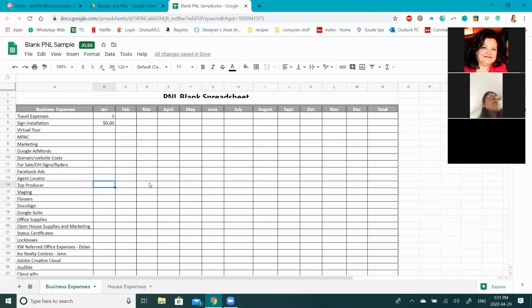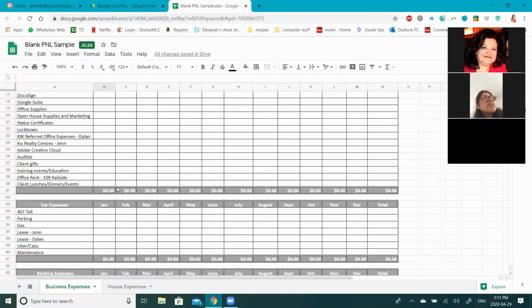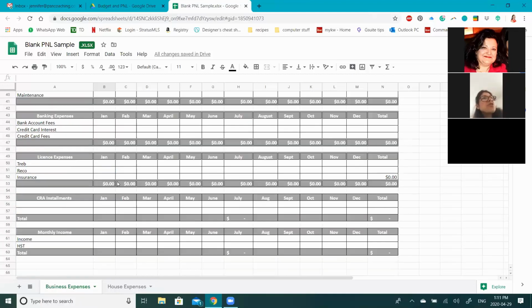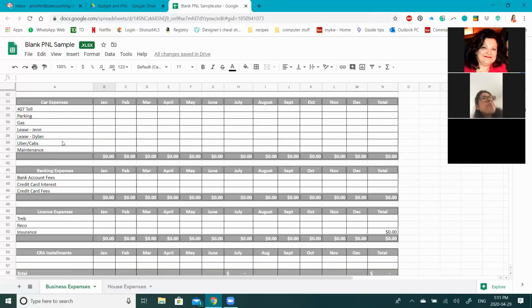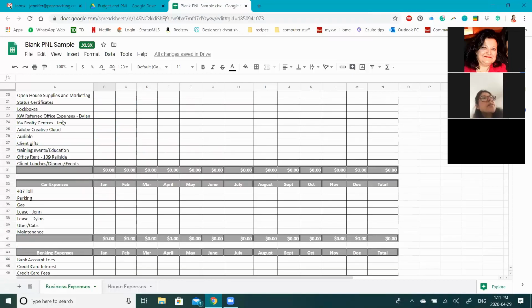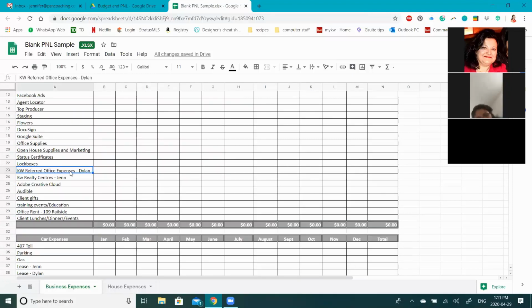Question. Where would our monthly fees go? Under referred office expenses or realty centers? Sorry, yeah, this would be realty centers. So you've got to edit it for yourself, right? Like you don't work at referred, so you wouldn't have referred office expenses. But because Dylan and I shared it, I would track his expenses on here as well, right?